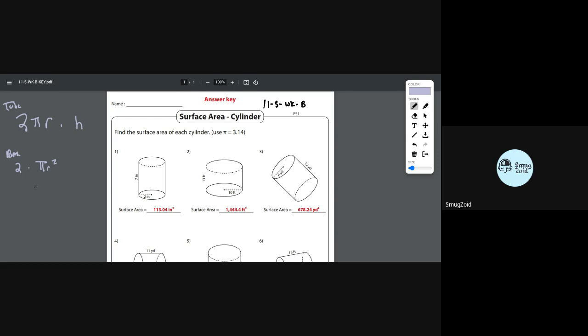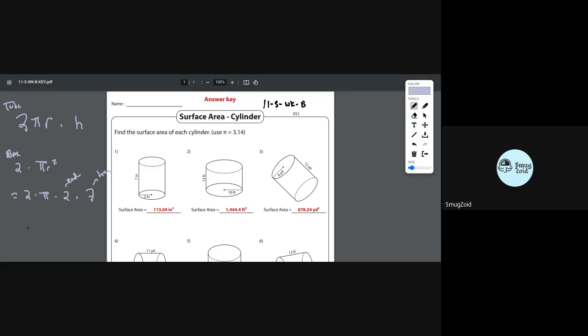You can see the answers for all these things, but it's 2 times pi times my radius times 7. Sorry, the radius is 2. And in fact, the commutative property means it wouldn't matter, but I'm doing it this way so we know what's going on. Keep in mind, 2 is the radius, 7 is the height of the cylinder. That's just the tube part.